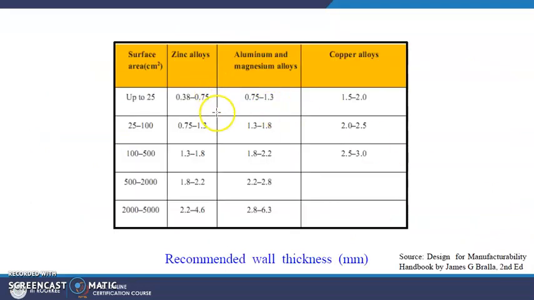Now these are the recommended wall thicknesses for different kinds of surface areas and materials. For the zinc alloys, this is the range; for aluminum and magnesium alloys, this is the range; and for the copper alloys, this is the range.